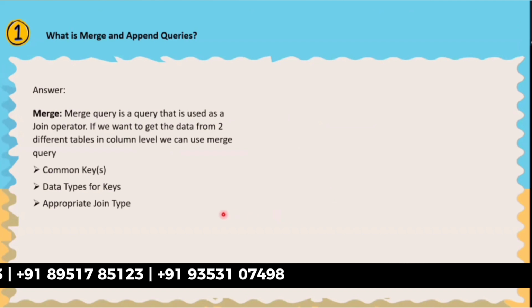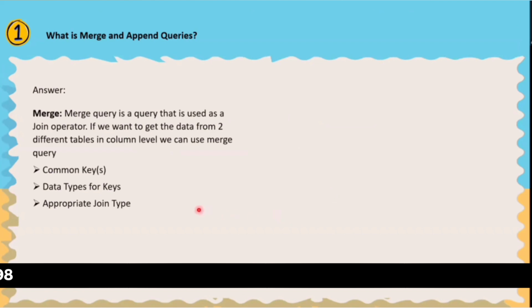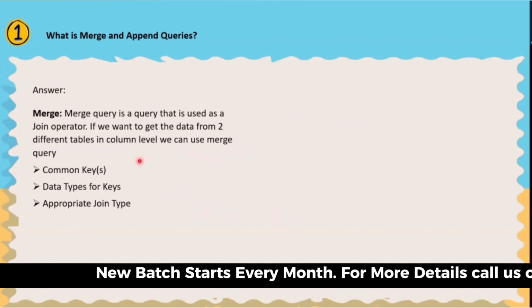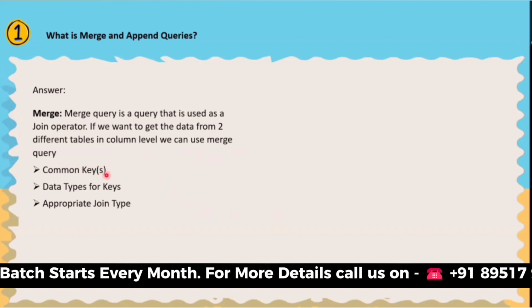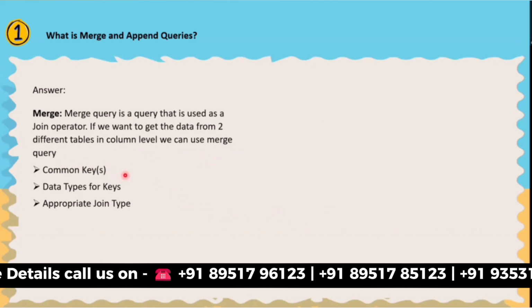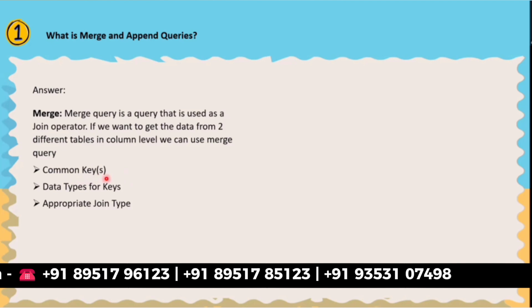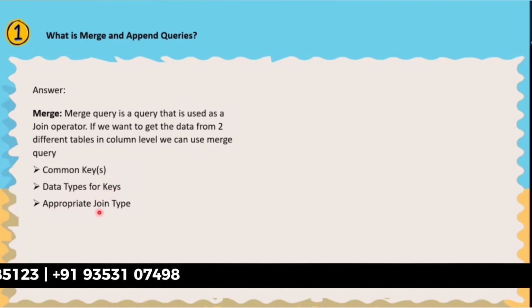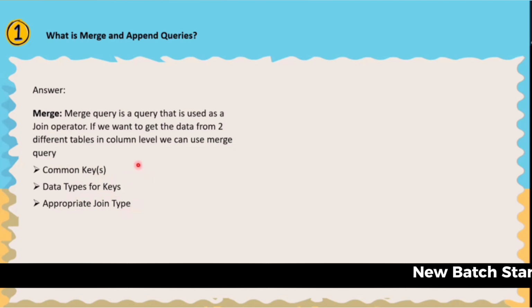So we can explain like this. Merge query is a query that is used as a join operator, which is there in SQL. If we want to join two different tables at a column level, we can use this merge query. When we are using this merge query, we need to fulfill these three conditions. Common keys should be there, data type should be same, appropriate join type should be chosen.